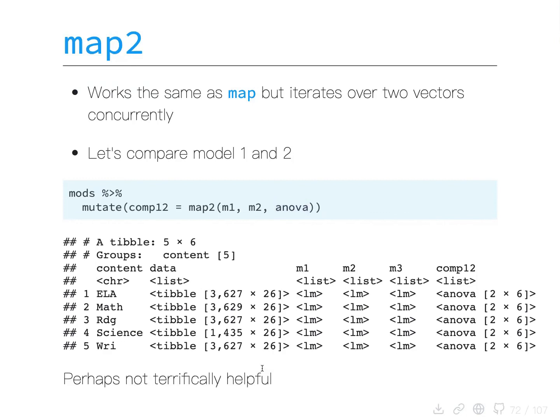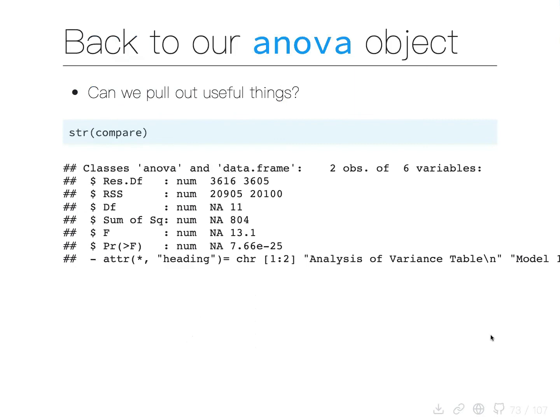This is still not terrifically helpful because we still have all of these list objects. We could print all the list objects and get what we want if we needed to. Or better, we could programmatically pull things from there that we want. One of the things we might want, although it's one of my least favorite things, is the p-value. We might want to know what the p-value is in that comparison.